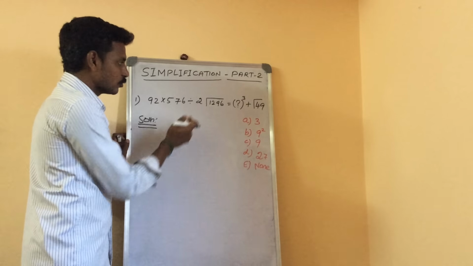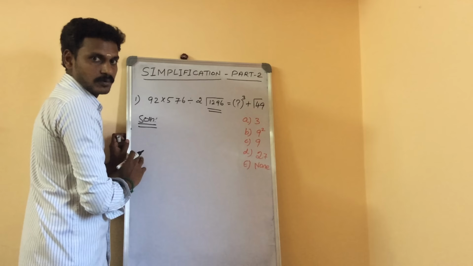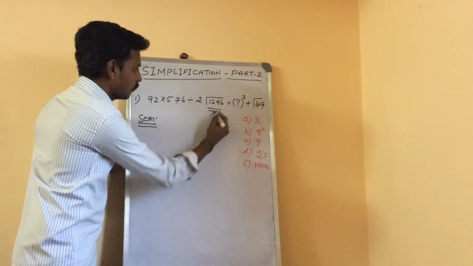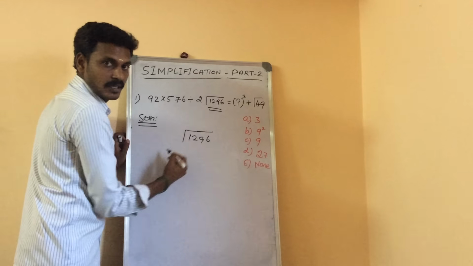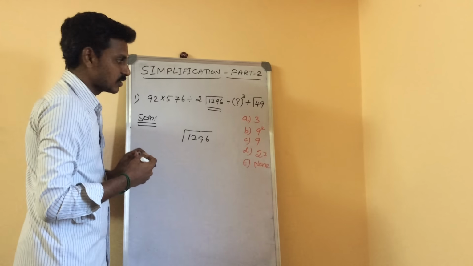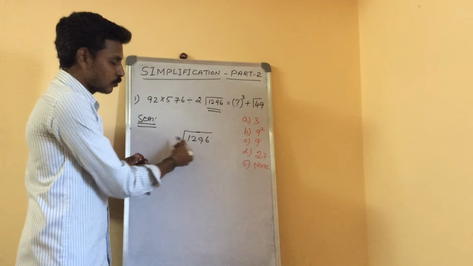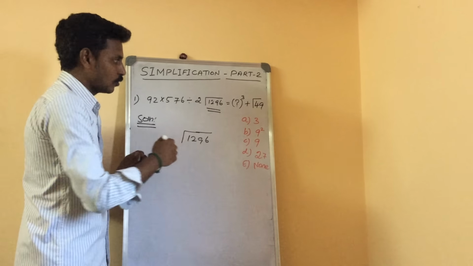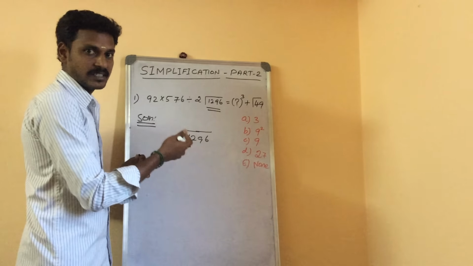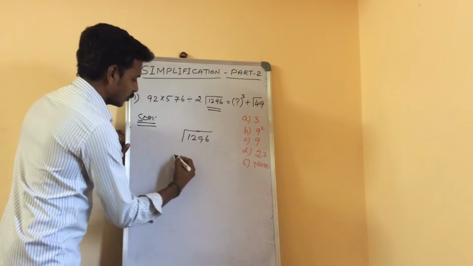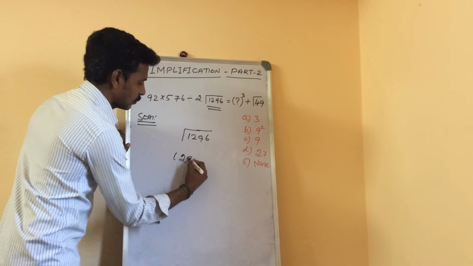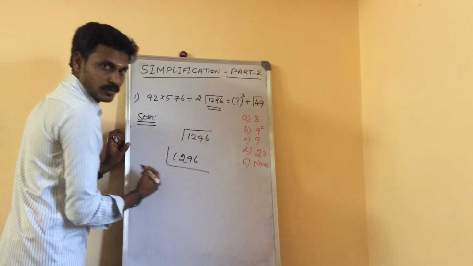At first you need to find the root value. So what is the value of root of 1296? Already one of my team members, Mr. Senthil Raja, covered how to find the square value in an easy way. So go through that video, then only you can easily identify the root value. Now I am going to find the answer for the root of 1296 in the normal method.